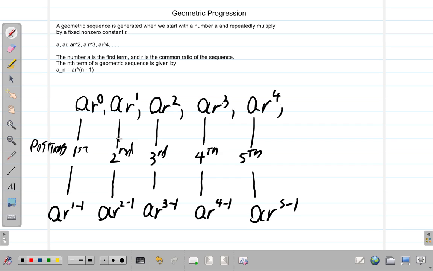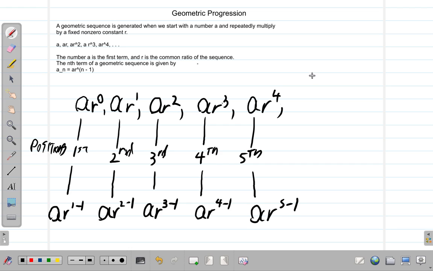So, you can say that the number A is the first term and R is a common ratio. So R is called the common ratio of the sequence. Then the nth term of a geometric sequence is given by A_n is AR to the n minus 1. Let me write that down.